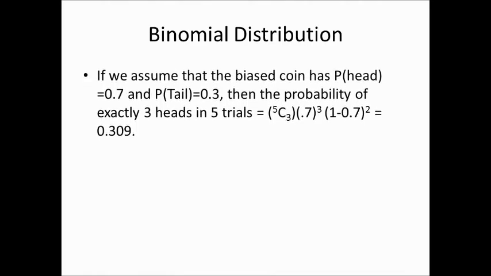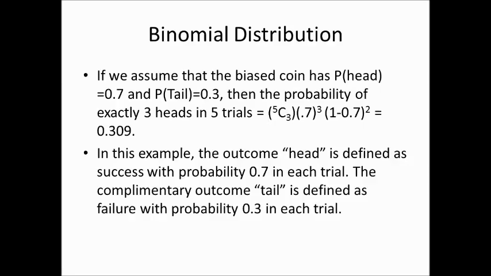If you assume that the biased coin has a probability of getting a head of 0.7, it is biased, so the complementary outcome, tail, has probability 0.3. Then you can estimate the probability of exactly getting 3 heads in 5 trials by using the binomial probability mass function, given by combination of 3 out of 5, 0.7 raised to the power 3, and 1 minus 0.7 raised to the power 2, which is 0.309.